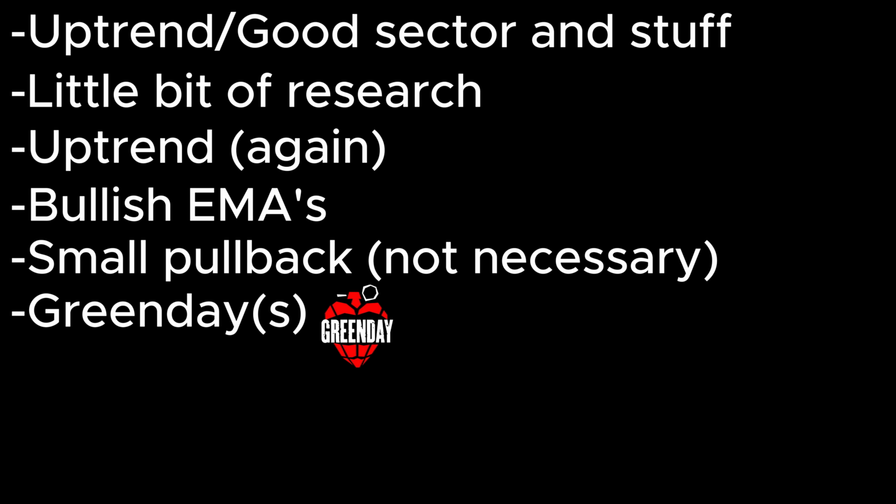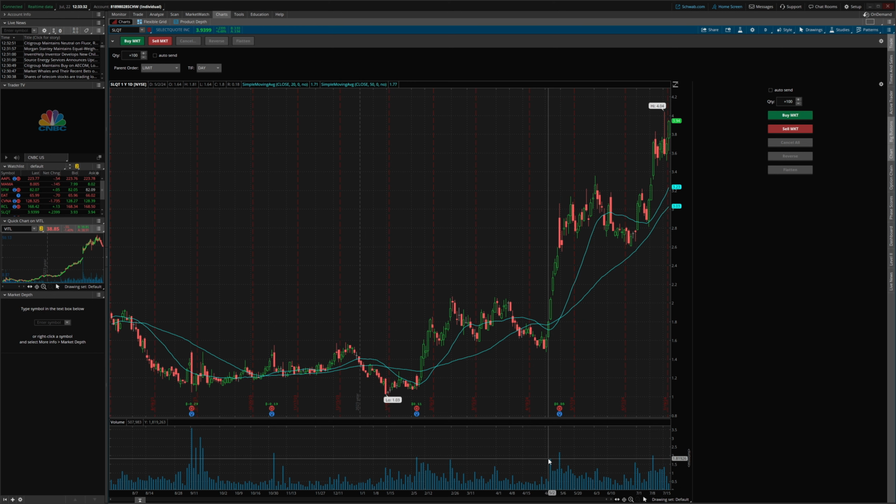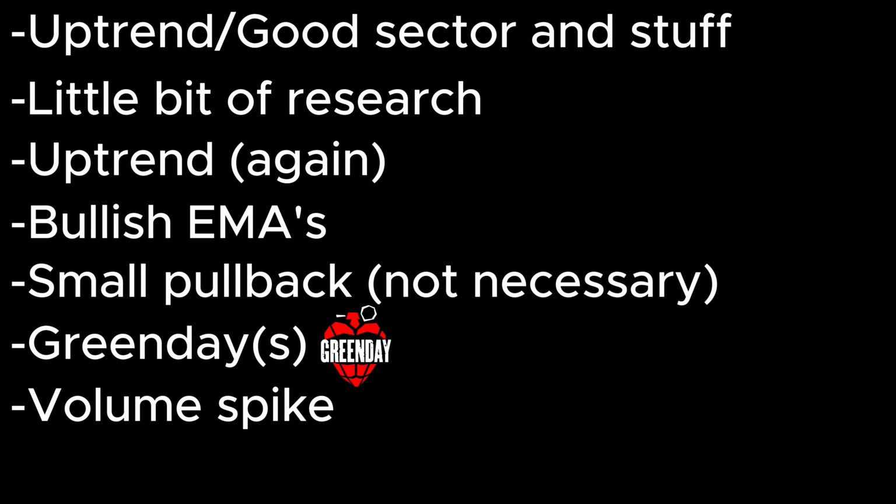And then you want it to have a green day. Less than 3 green days in a row, but at least one green day and then another green day. And then you want to have a volume spike, like right here. Volume spike, 3 times the volume of the previous day, at least double the other days. That's what I would consider a volume spike, and then that's it. That's all it is. Enter a little bit after the open, wait for it to open and see what it does.